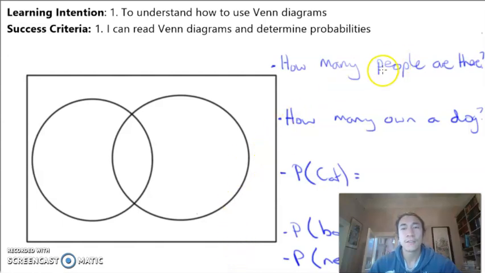Hi everyone, in this video I'm going to show you how to use a Venn diagram. By the end of this short video you should be able to read a Venn diagram and determine probabilities. A Venn diagram is a way of representing data.